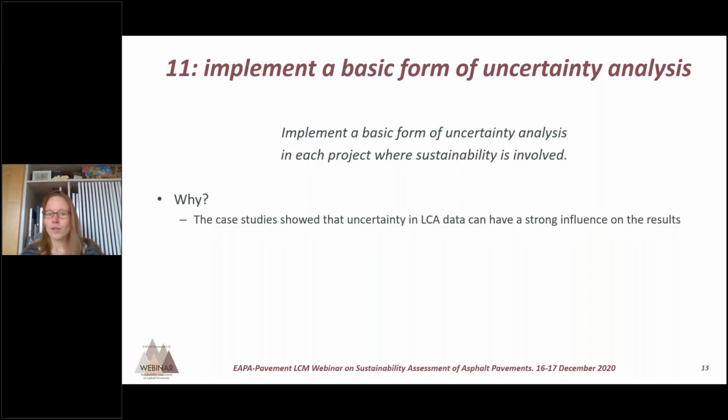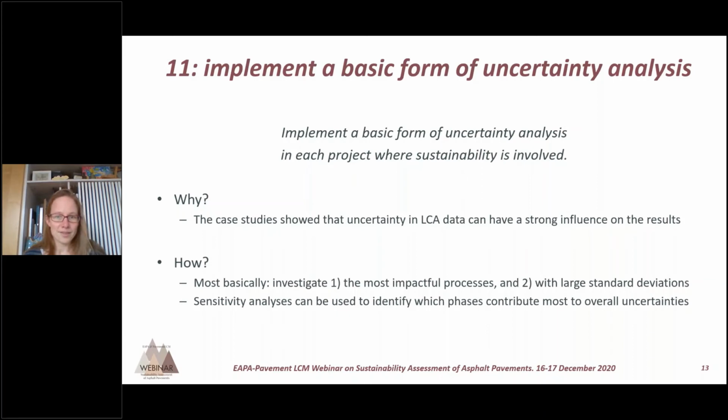and all the parts where you could have done an assumption or where you do have certain uncertainty in the background data, if you take into account all that uncertainty, it becomes a hugely statistically complex puzzle. But we also found out that uncertainty can have strong influence on the results. So our recommendation would be to always implement at least a basic form of uncertainty analysis either when you ask for an LCA or when you are conducting an LCA yourself.